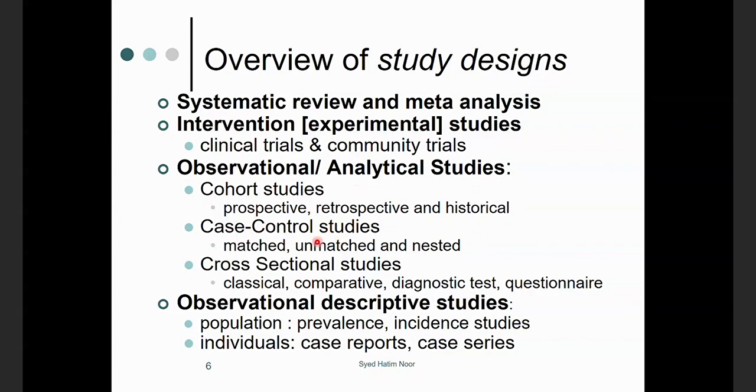Case control, we can divide it into three also: matched, unmatched, and nested. But I will introduce only unmatched case control. The peculiar feature of case control is that it is meant for rare disease. Prospective and retrospective are for common disease. So, for example, what is a rare disease? For that you can use a case control study. So that is the peculiar feature of case control.